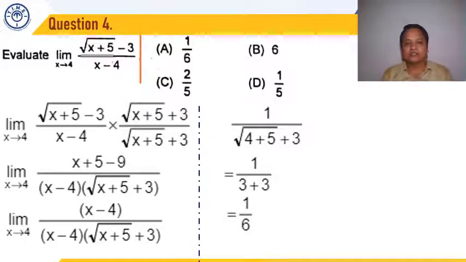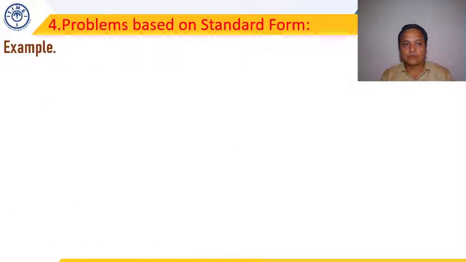Now just look at the choices. We had option 1 by 6 as well as 6. So our answer is 1 by 6, which is given as option A. Our answer is option A. Moving further, we move to method 4.